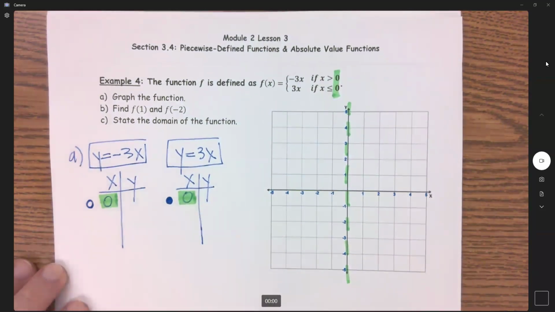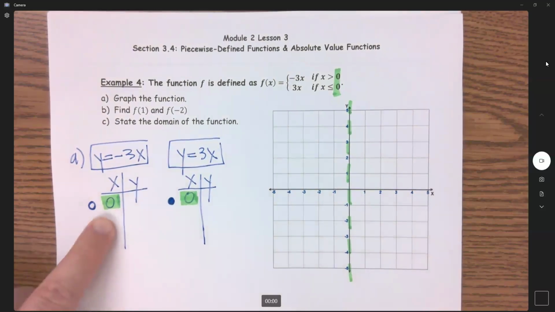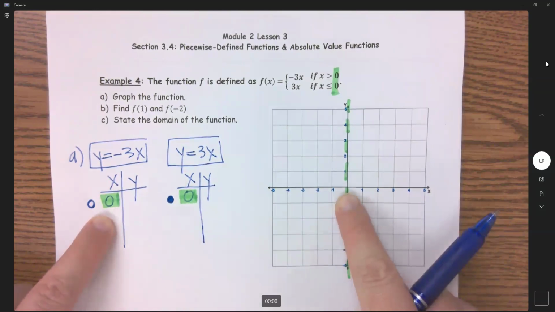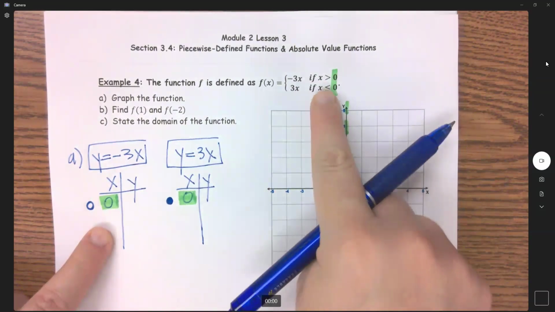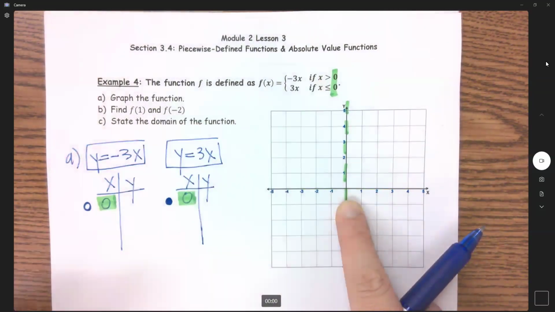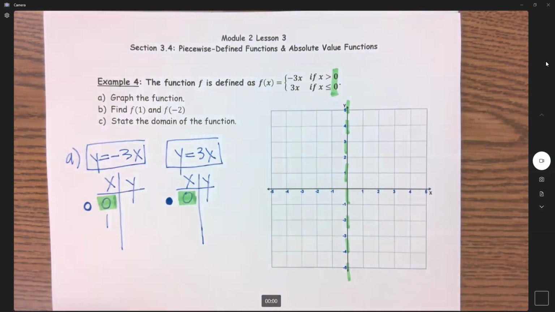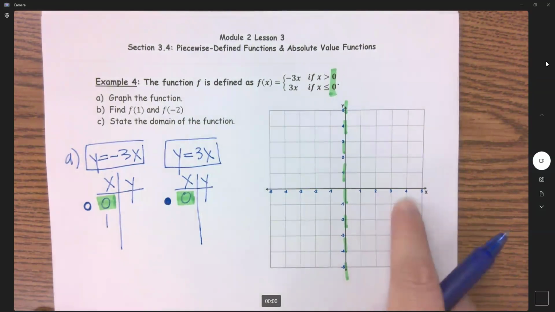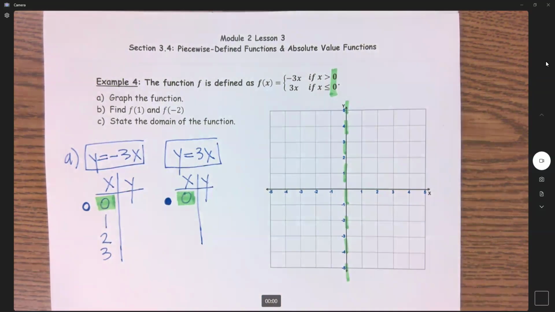So let's put some other points in here. We have 0, and I'm wanting things that are greater than 0. You can also use that as an arrow. So what is greater than or to the right of 0? We've got 1. And that's really all you need, but I like a couple more, so we're going to go 2 and 3. So let's find these values and then we'll graph this side.